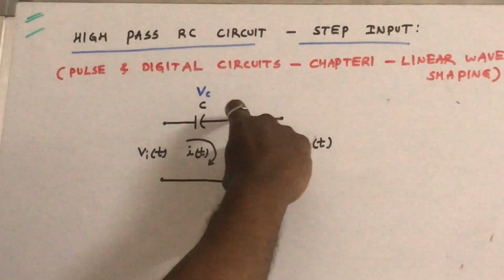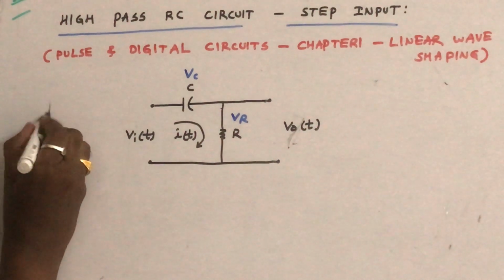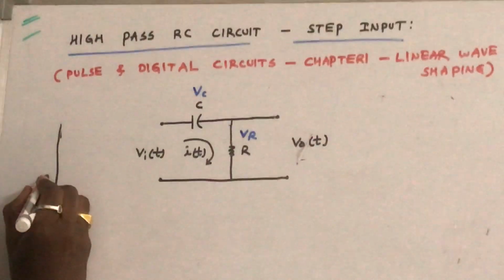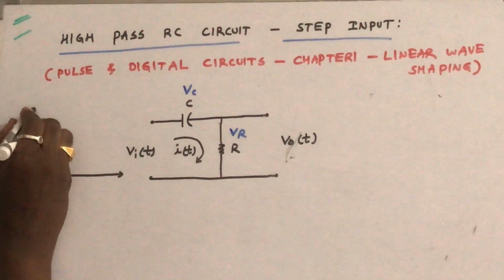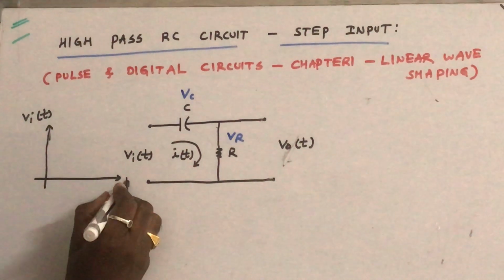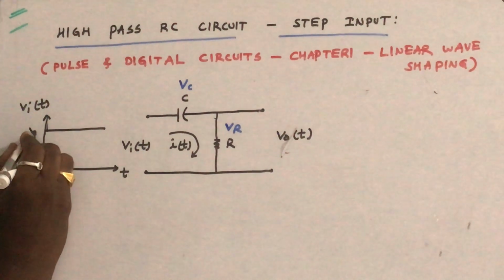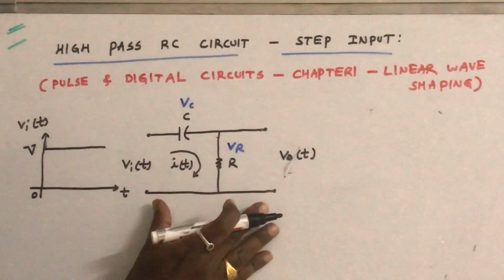The output voltage is taken across the resistor. Now for this circuit we are applying the step input. So what is the step input? Step input is a signal to which we apply a constant amplitude of V volts. So this is the step input that we apply to the circuit.